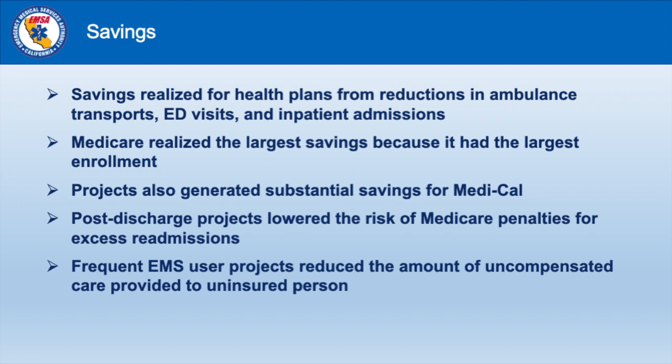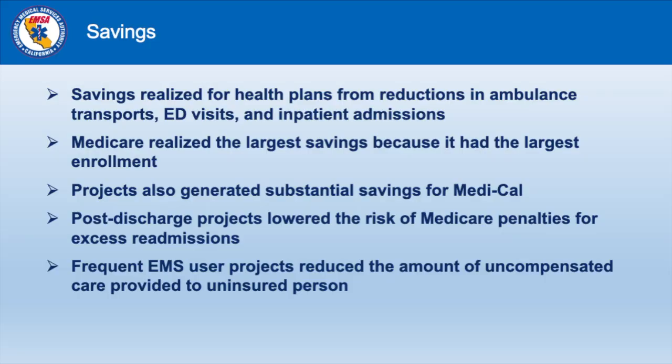And when you're talking about readmissions in California under the Medicare program, hospitals are penalized if they have to readmit a patient with the same diagnosis within the first 30 days. So it's an incentive for them to make sure that they don't have to readmit the patient, but at the same time making sure that their needs are being met. So Medicare realized the largest savings because the aged population was the largest enrollment for us.